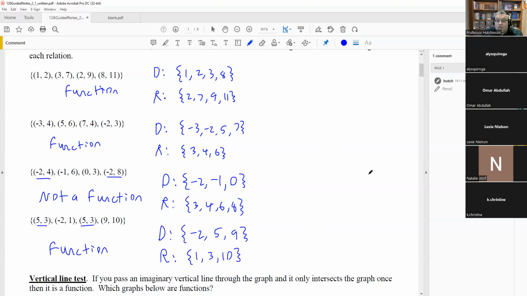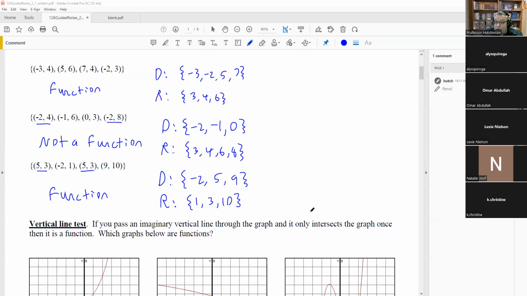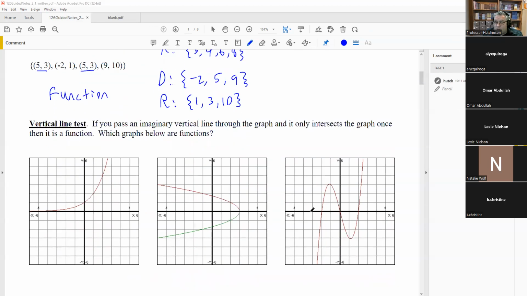So that's the first type of question that you're going to have here: you're going to have a list of relations, a list of points, and you're just going to determine whether it's a function or not. But the next type of problems that we're going to take a look at are ones where we actually have a graph that's given. So let's take a look at those questions. Let's take a look at this next.